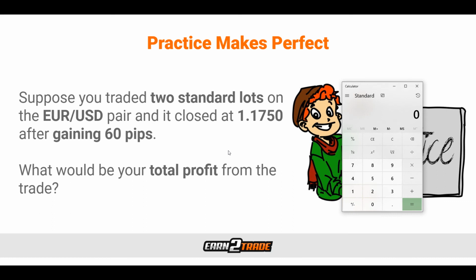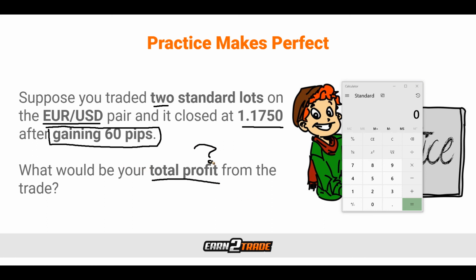Our first one is going to be, let's say that we traded 2 standard lots on the euro dollar, and it closed at 1.1750 after gaining 60 pips in our favor. What would our total profit be? If you need to pause the video and skip and go back to the beginning in order to make sure you are doing it right, I promise you I won't know, so I won't be mad. But take some time and see if you can solve it out. You got it? All right.